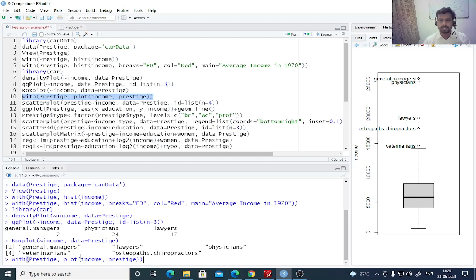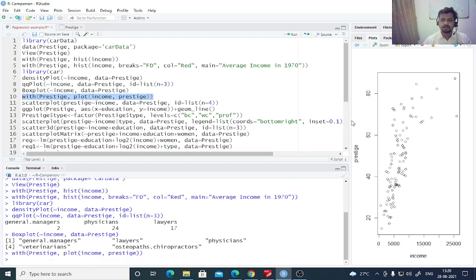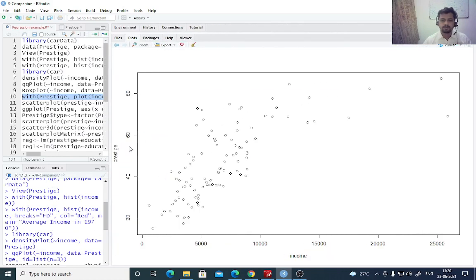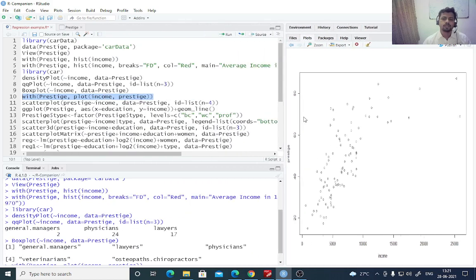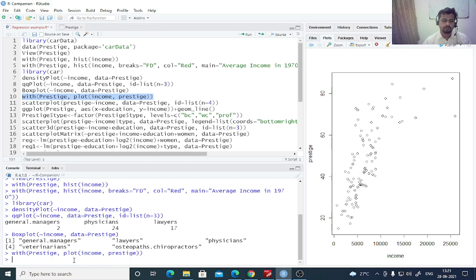So income will be on the x-axis and prestige will be on the y-axis. You can easily see that this is the scatter plot that we have for prestige against income. For income levels up to 10,000, you can see a kind of systematic increasing trend for the prestige points. But after a sufficiently high level of income, more or less the prestige points remain constant at around 80 points. So this is the advantage of plotting the scatter plot.